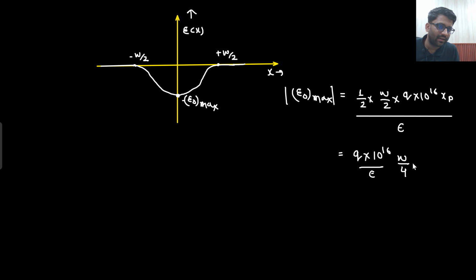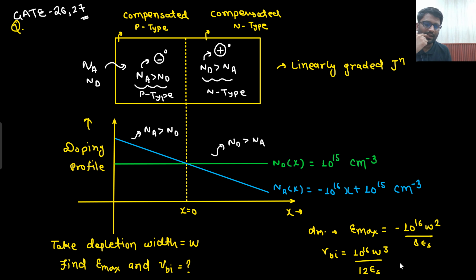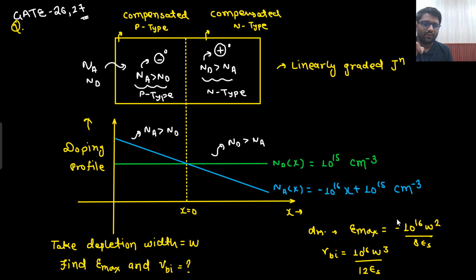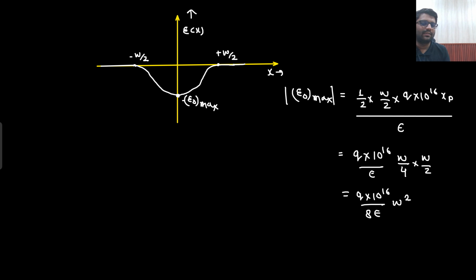Now this will also be w by 2. Xp would also be w by 2. So what are we getting? Q into 10 to the power 16, 8 epsilon w square. Okay, so this is what we are getting. 8 epsilon 10 to the power 16 w square. He forgot to multiply with q. Okay, here q would also come up. So in this answer as well, q would come up. So electric field would be negative, that's why the negative sign is there, but they would ask the magnitude only. So q into 10 to the power 16 w square over 8 epsilon. So this is the answer, E naught max.